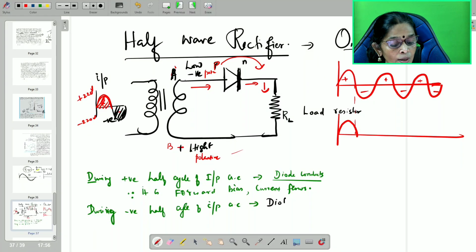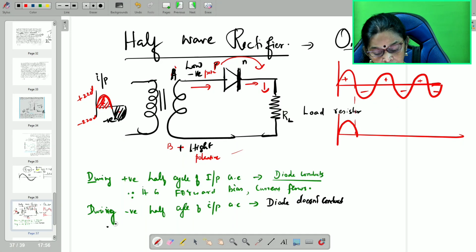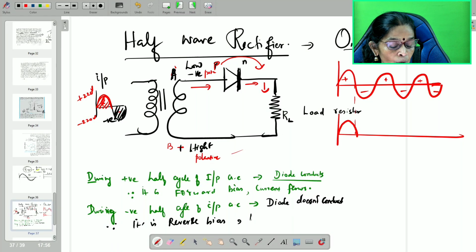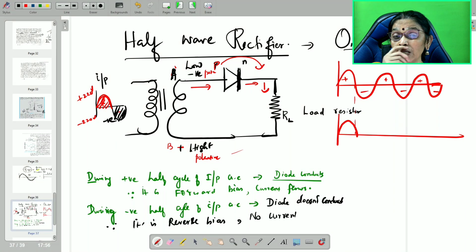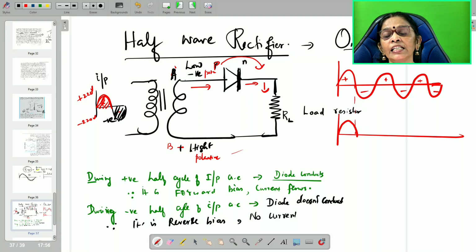So the diode does not conduct, since it is reverse bias. Since it is reverse bias, no current flows. Don't ask about the reverse bias current, because the reverse bias current is very negligible, it does not depend on the applied voltage, and it depends upon the concentration gradient. So it is very small. Therefore no current flows.